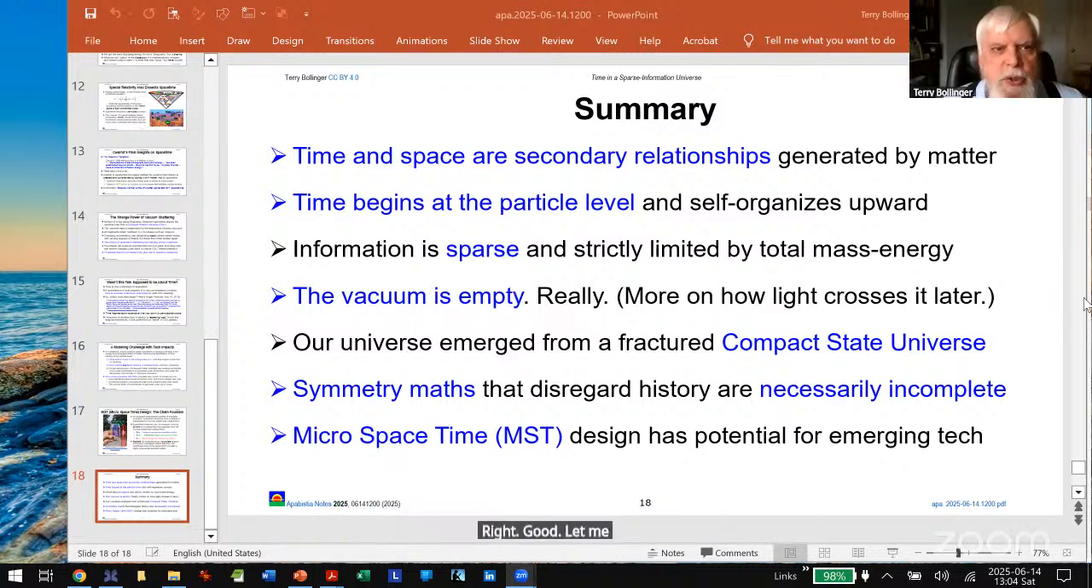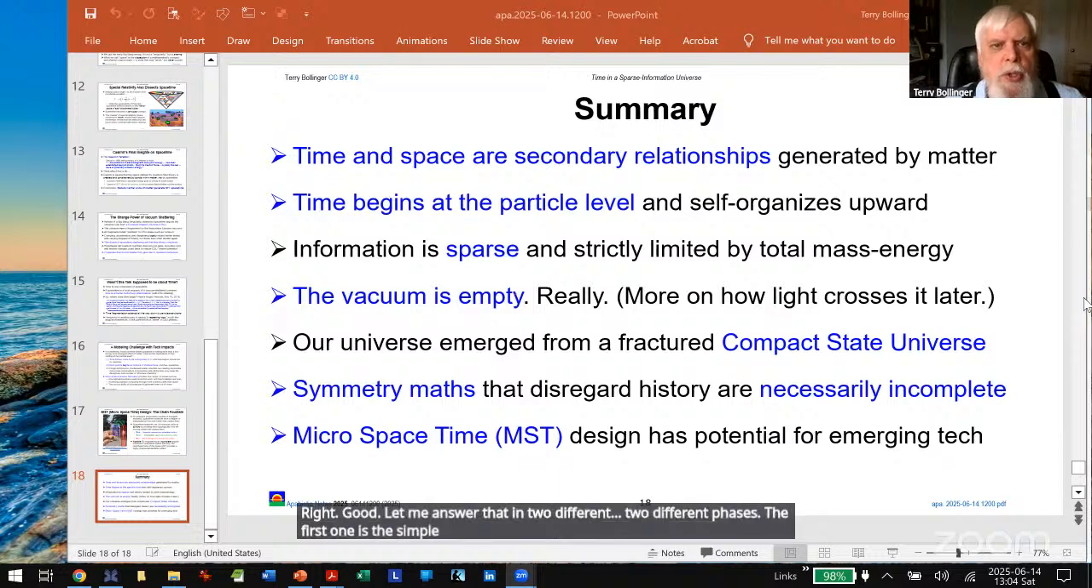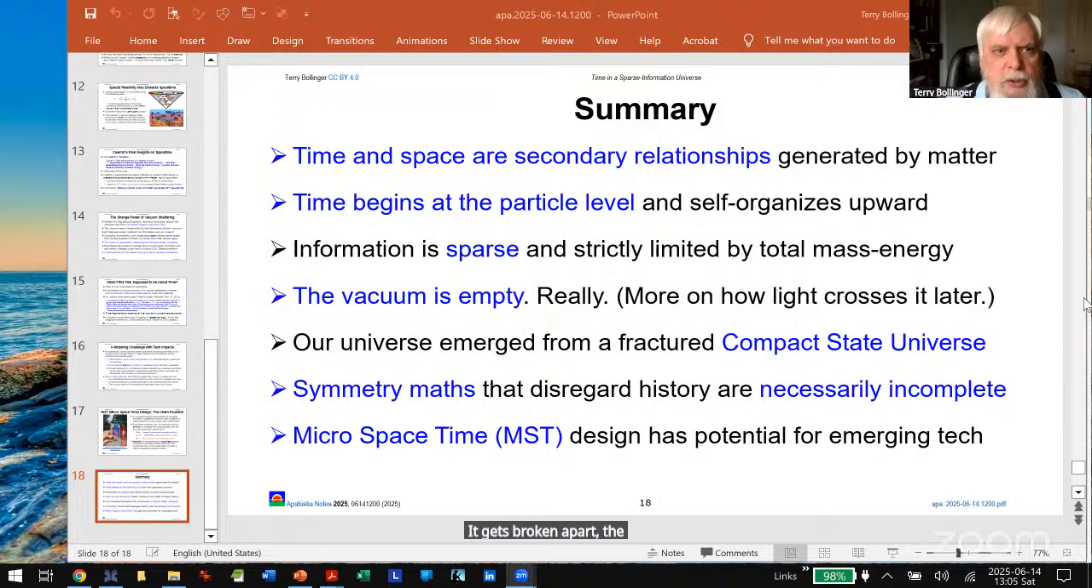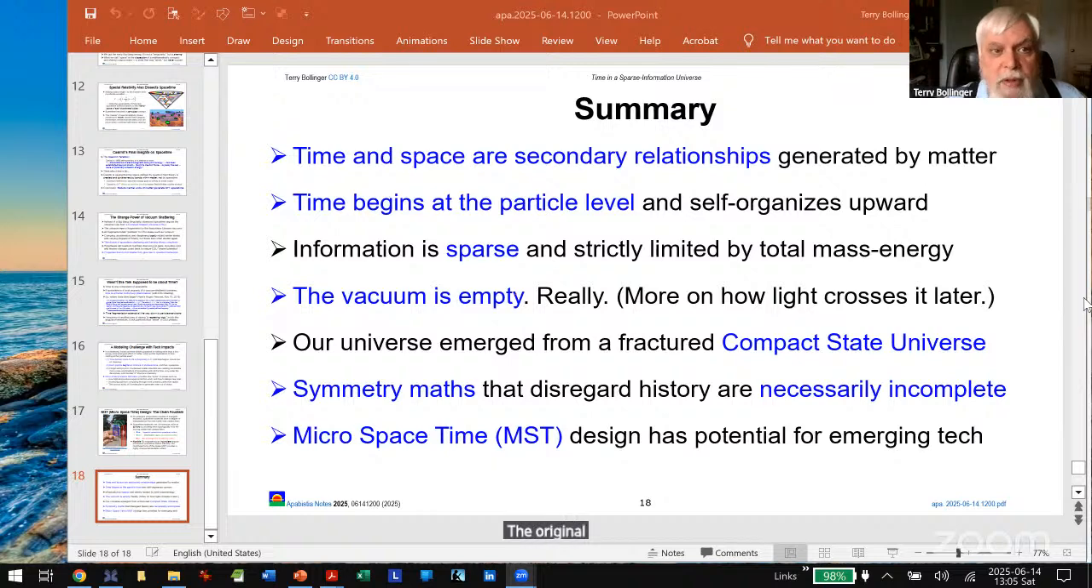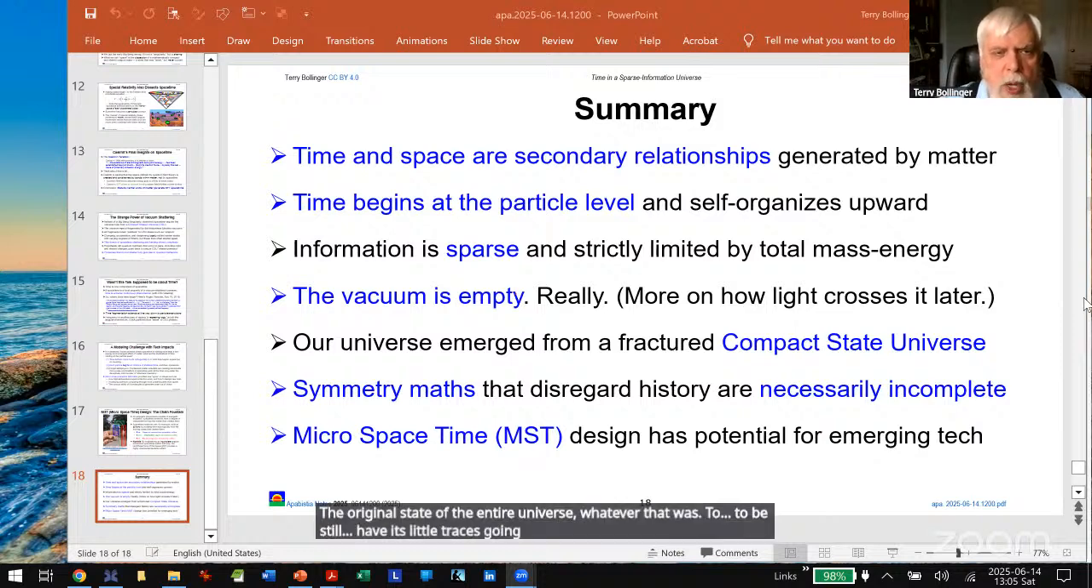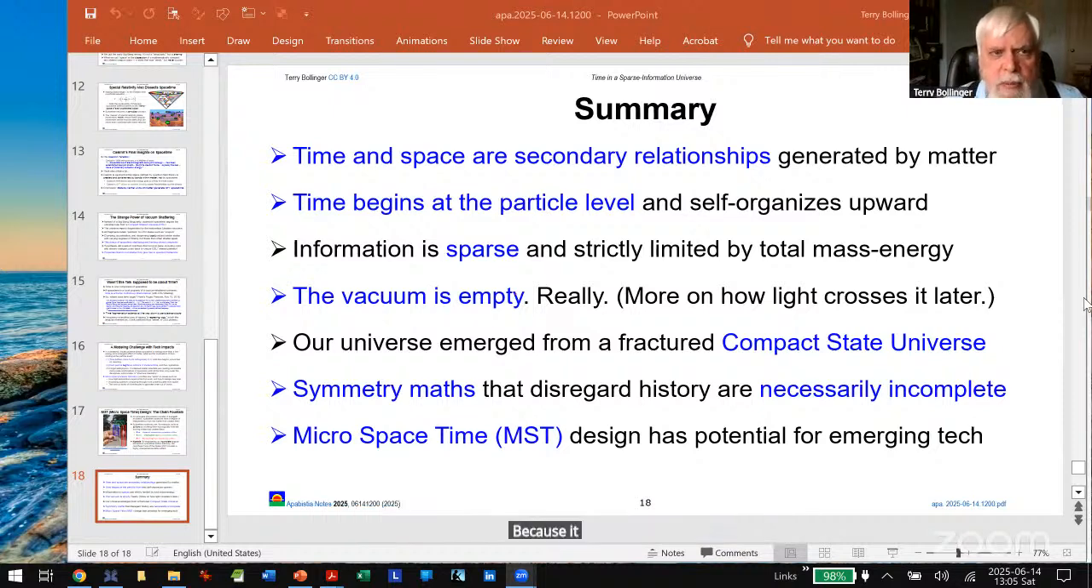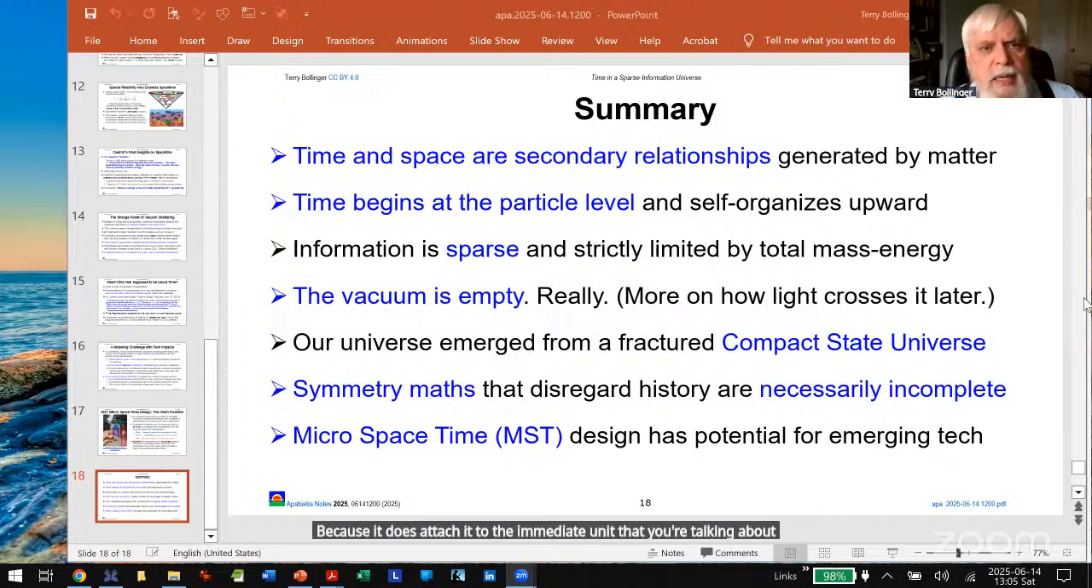Let me answer that in two different phases. The first one is the simple one, using purely classical terms and saying it's a tree. You have just like the plateau example I gave, where you have a plateau, it gets broken apart, the pieces still remember that. So that's a simple answer: the fact that we know what the unspun state is is easily explainable if you go back and look at the history of it. You say, well, absolute conservation of angular momentum requires the original state of the entire universe, whatever that was, to still have its little traces going all the way out to what we are right now. That's the real resolution of Mach's principle, because it does attach it to the immediate unit that you're talking about. Now, that's the first level of an answer to that.